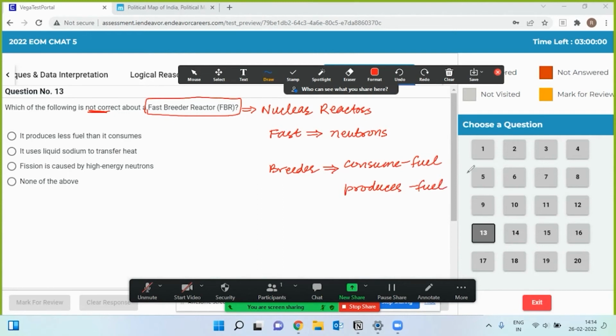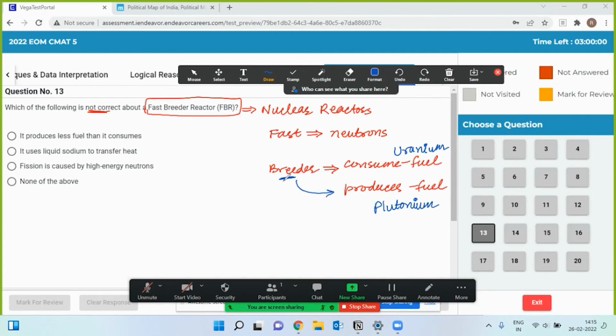So these are a unique type of reactors because these reactors consume fuel as well as produce fuel, or breed fuel. The difference is that they use uranium as a fuel, but in the process they produce plutonium, which can again be used as a fuel. So this is why they are called breeder reactors, because they breed or produce fuel.